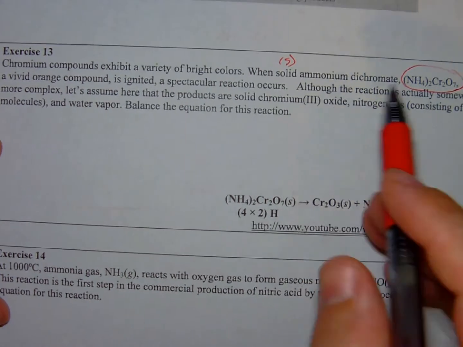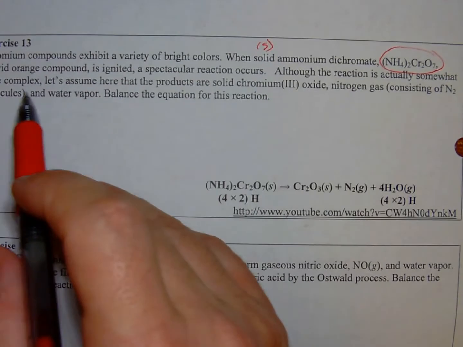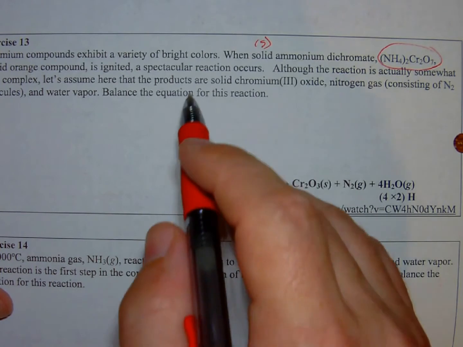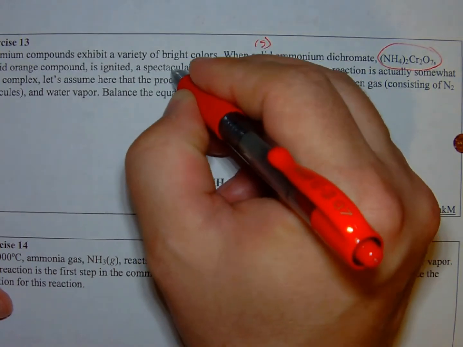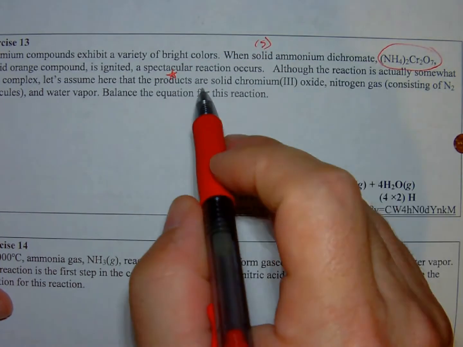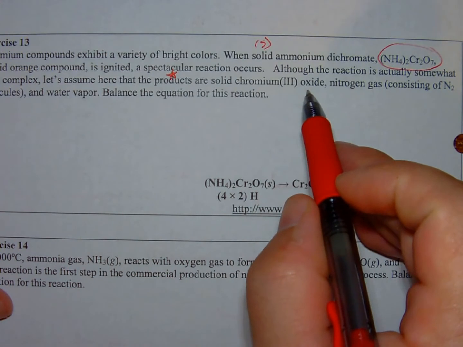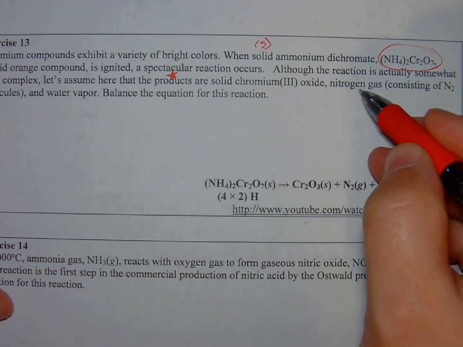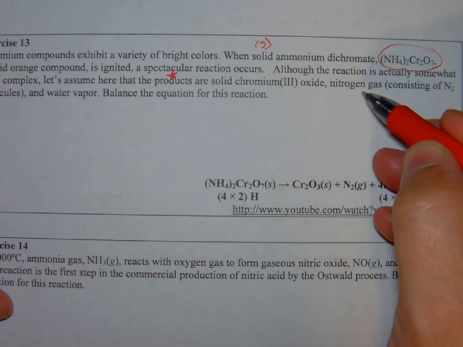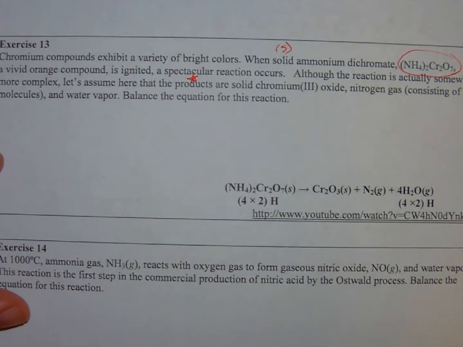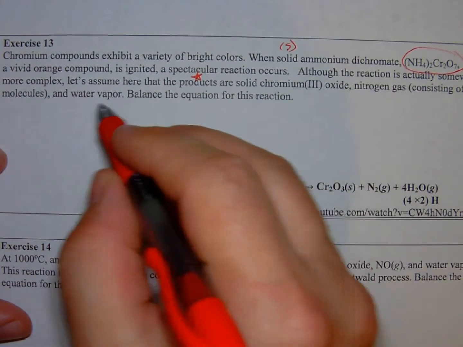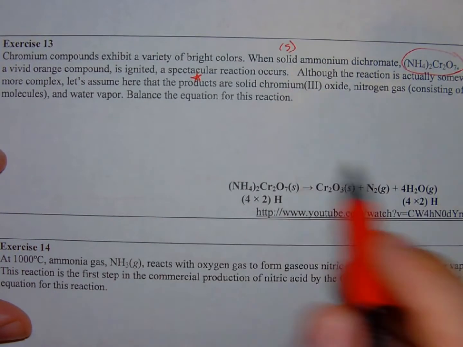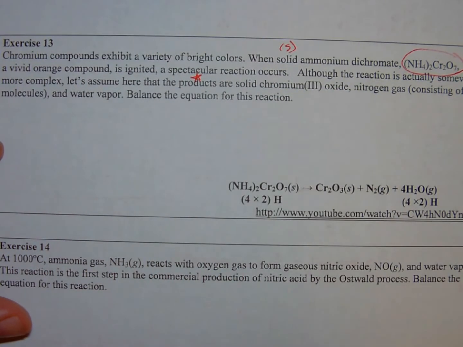Although the reaction is actually somewhat more complex, let's assume that here the products are solid chromium(III) oxide, nitrogen gas, which is N2 because nitrogen is diatomic, and water vapor. Okay, so water gas. Balance the equation for this reaction.